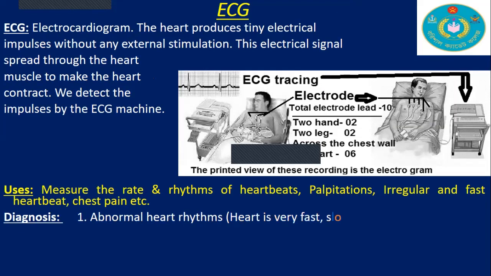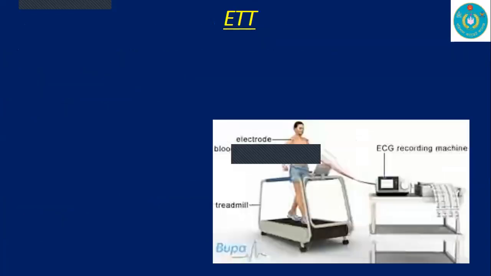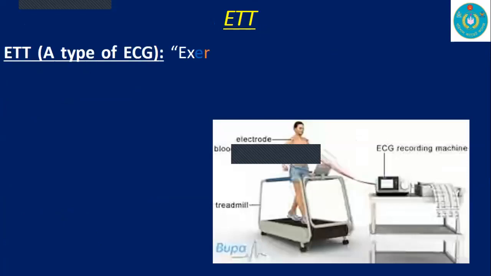A diagnosis of abnormal heart rhythm: the heart is very fast, slow, or irregular. Number two, a heart attack, which happened recently or sometime ago. Number three, an enlargement of the heart can be recognized by using ECG. And ETT is nothing but doing ECG when we exercise.